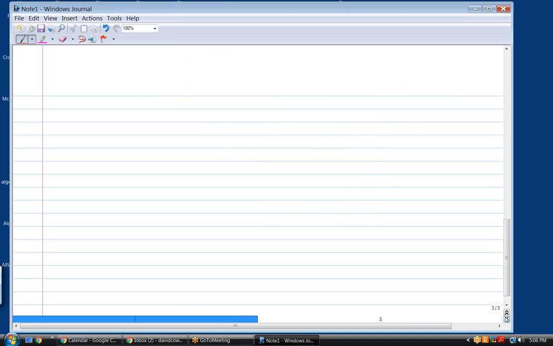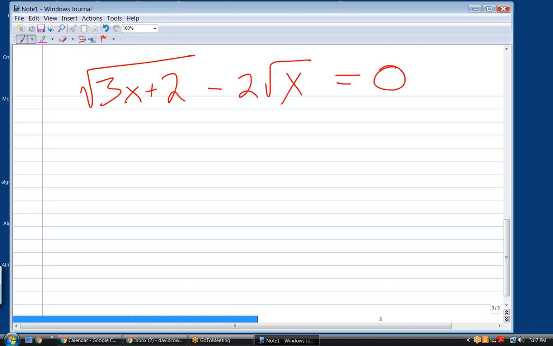A little tougher one. Let me not pass over any here that are really good ones to do. Well, let's do just this one here. Equations with 2 radicals in them. What do I do here?